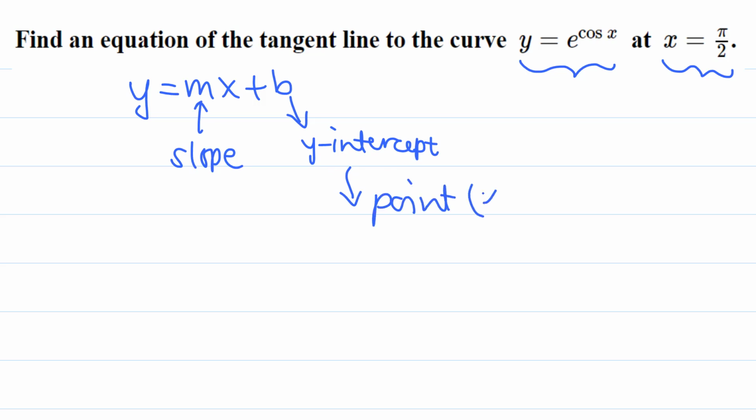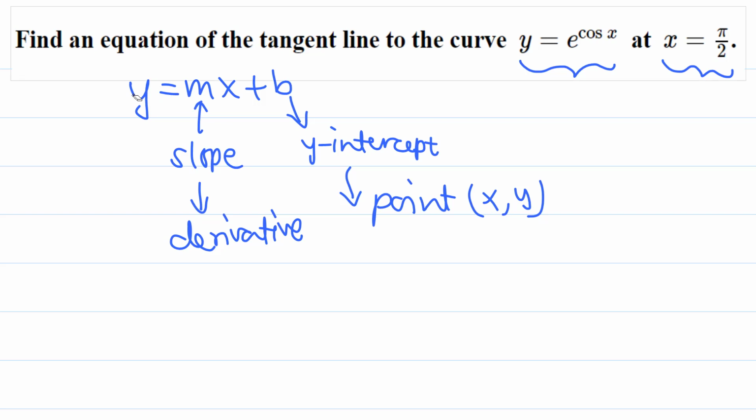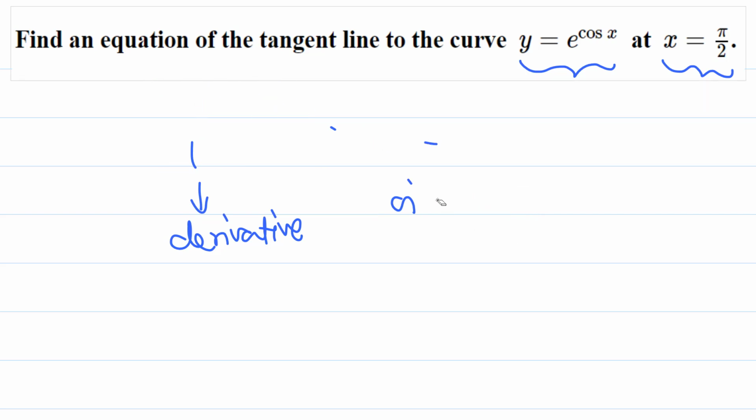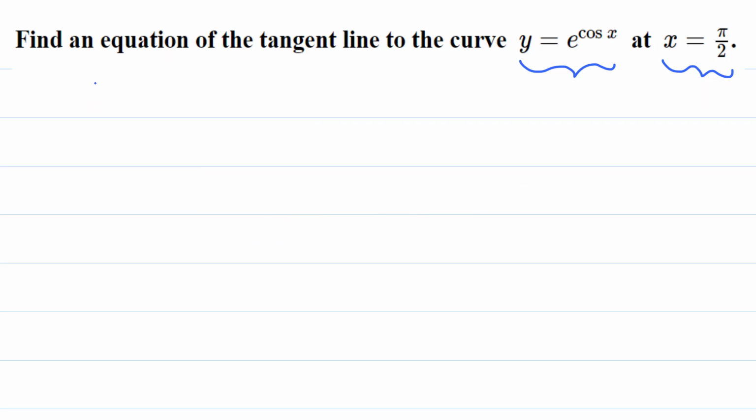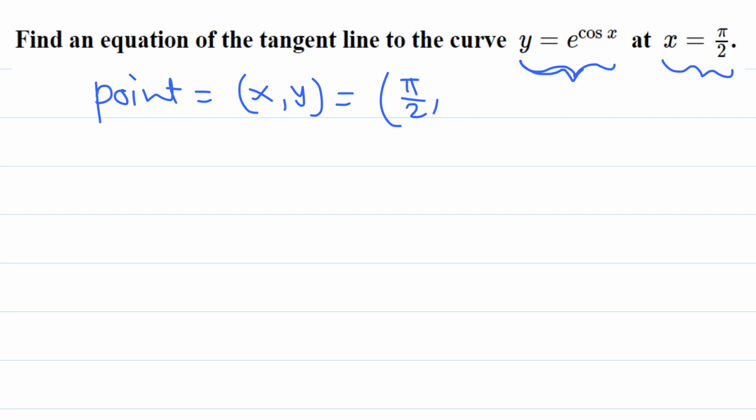Point means x and corresponding y, and slope, in this case the slope of the tangent line, means the derivative evaluated at this x, y point. Okay, so let's do this. We need a point and the derivative at the point, which happens to be the slope. For the point, only x is given, that is pi over 2. Now plug in x to find the corresponding y.